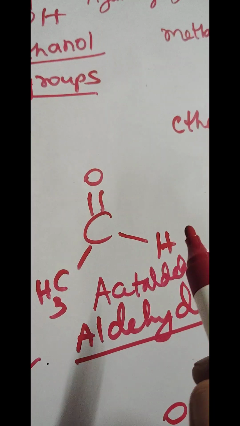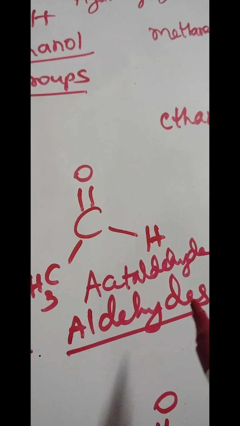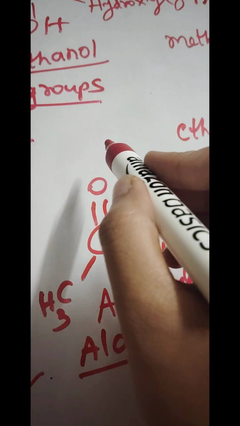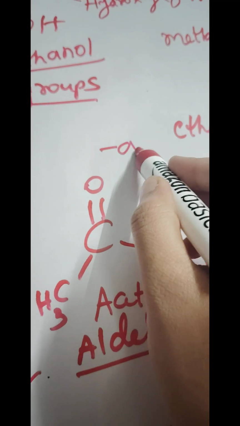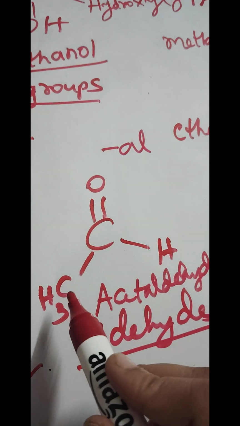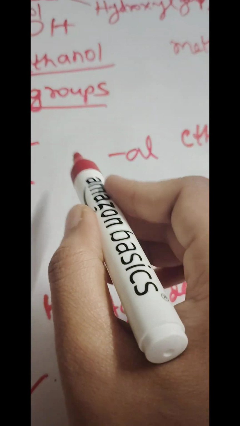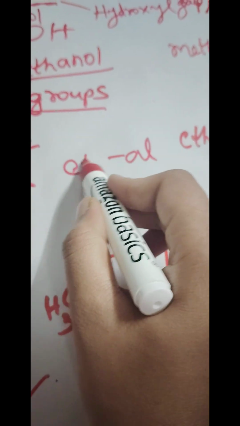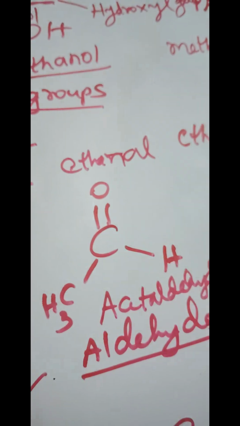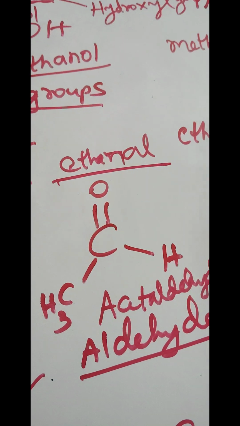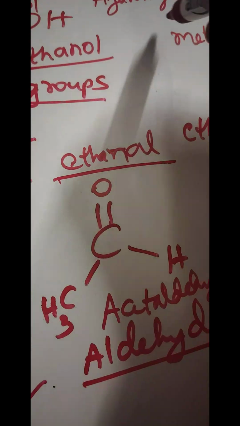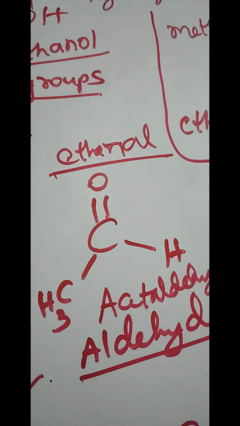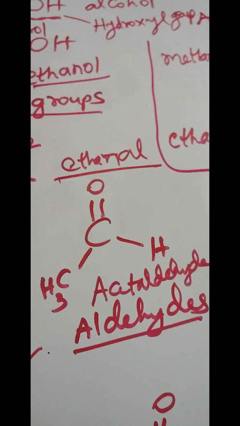And if you want to write the IUPAC name, whenever there is an aldehyde functional group, the name ends with the sound AL. You can see here there are 2 carbons. For 2 carbons the word is ethan, so the name of this compound is ethanal. If you are watching the video step by step, definitely you will understand. So this is ethanal.